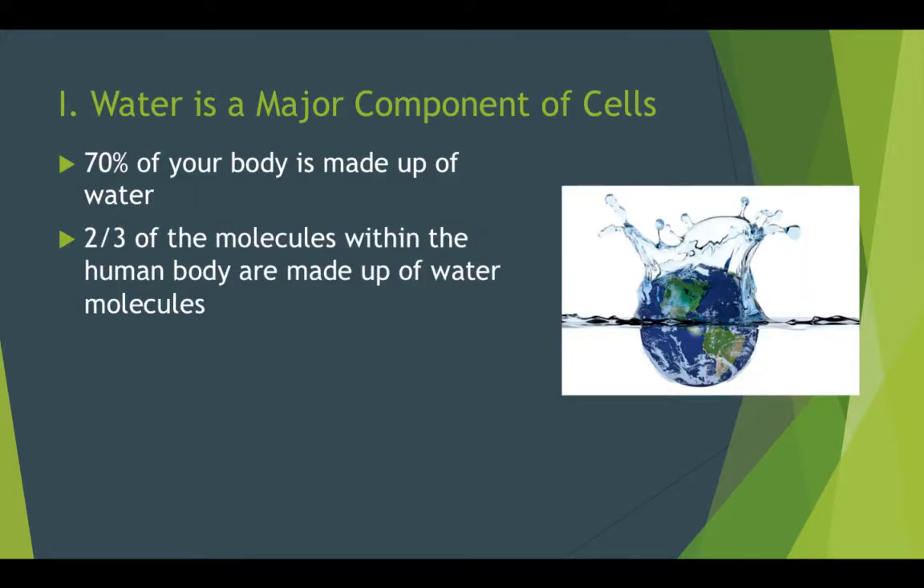Alright, so first and foremost, we're going to talk about why water is a major component of cells. You may have seen this first percentage elsewhere because we say that 70% of the earth is made up of water. So with that being said, 70% of our body is made up of water. If you have heard that 70% of the earth is made up of water, hopefully it's a little easier to remember this: two thirds of the molecules within the human body are water molecules.